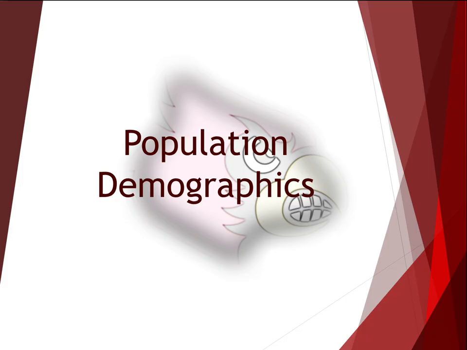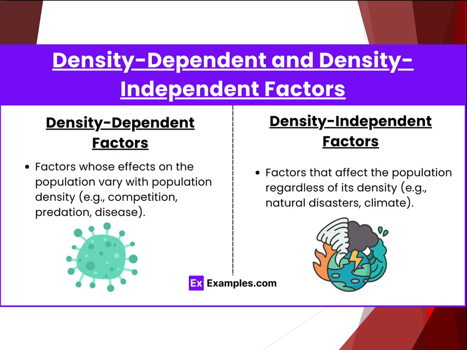First main idea, population demographics. Population demographics vary due to both density-dependent and density-independent factors. Density-dependent factors affect population more as the population density increases. Competition for resources becomes more intense as density increases. Resource availability is an example of a density-dependent factor.